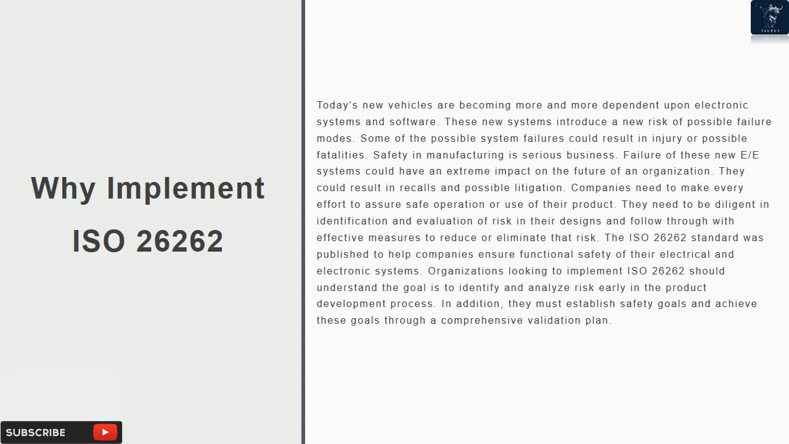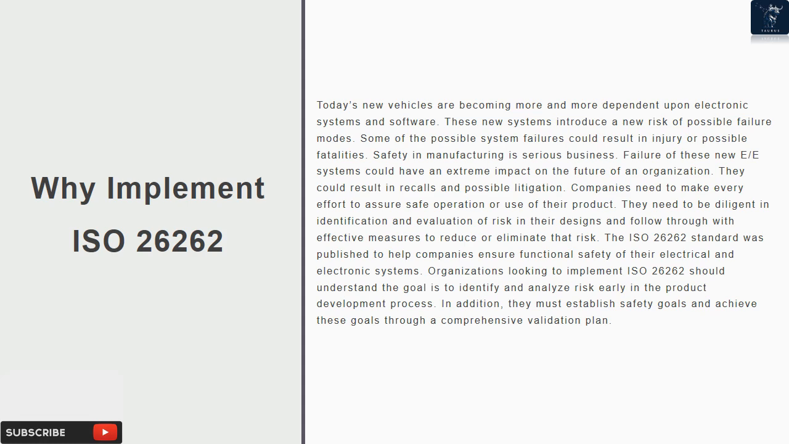Why implement ISO 26262? Today's new vehicles are becoming more and more dependent upon electronic systems and software. These new systems introduce a new risk of possible failure modes. Some of the possible system failures could result in injury or possible fatalities. Safety in manufacturing is serious business. Failure of these new E/E systems could have an extreme impact on the future of an organization. They could result in recalls and possible litigation. Companies need to make every effort to assure safe operation or use of their product. They need to be diligent in identification and evaluation of risk in their designs and follow through with effective measures to reduce or eliminate that risk.